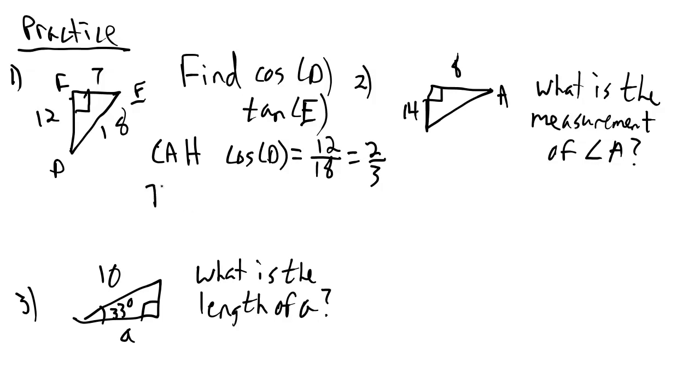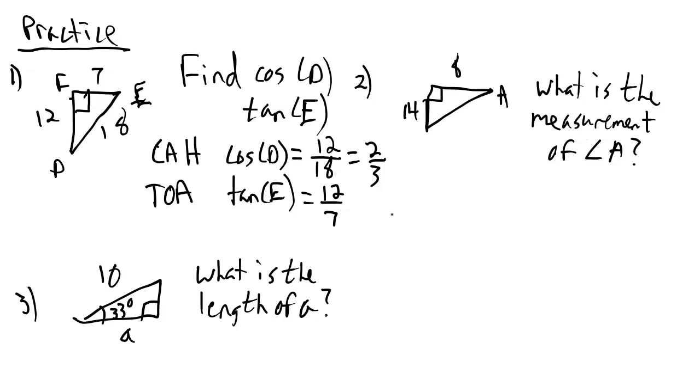Tangent is TOA, so it's the opposite over the adjacent. This is angle E there. So tangent is going to be the opposite over the adjacent. What's the opposite? It's 12. The adjacent is 7. So this is 12 over 7.